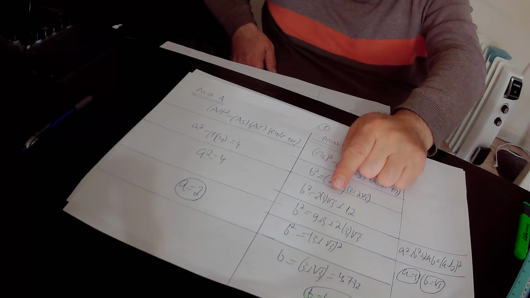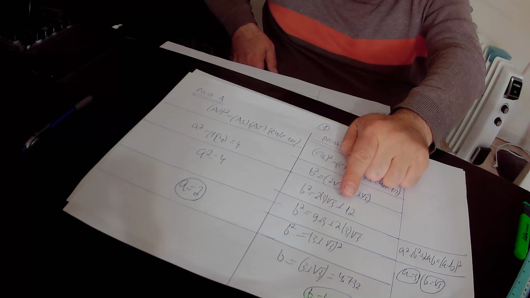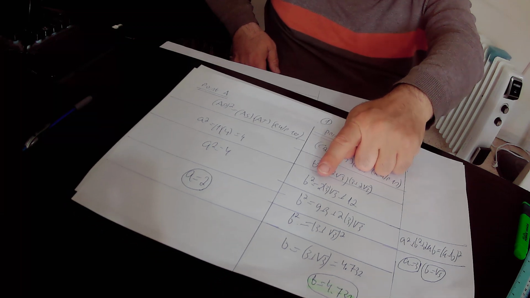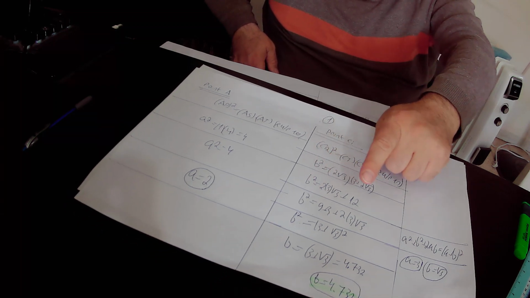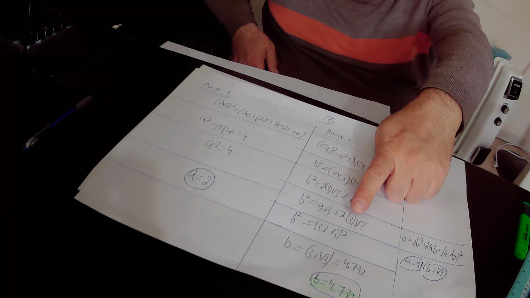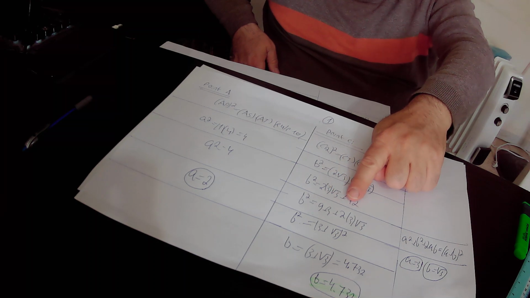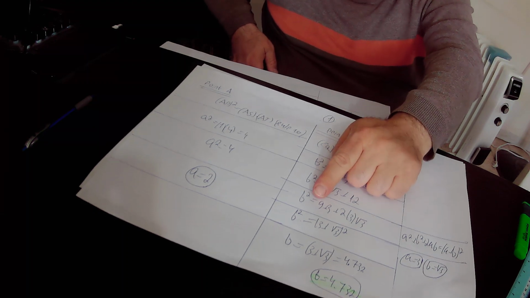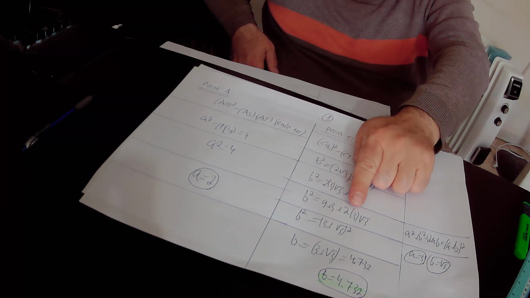And here we have the equation that 9 plus 3 plus 2 times 3 times square root of 3 equals b squared. Therefore, b squared equals 3 plus square root of 3 squared, because 3 plus square root of 3 squared equals 9 plus 3 plus 2 times 3 times square root of 3, according to this algebraic identity. So b squared equals 3 plus square root of 3 squared.